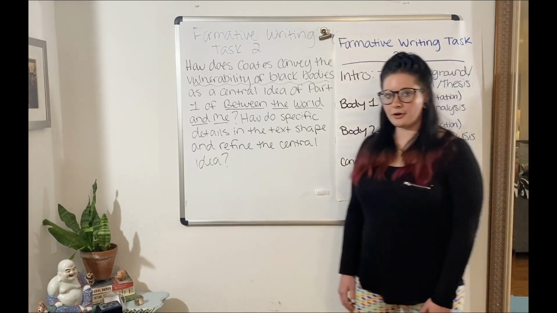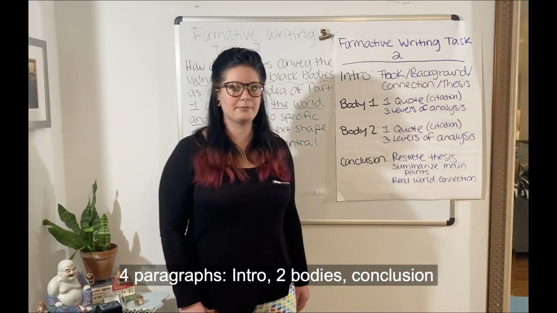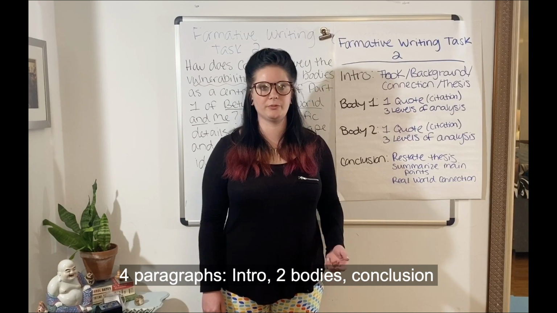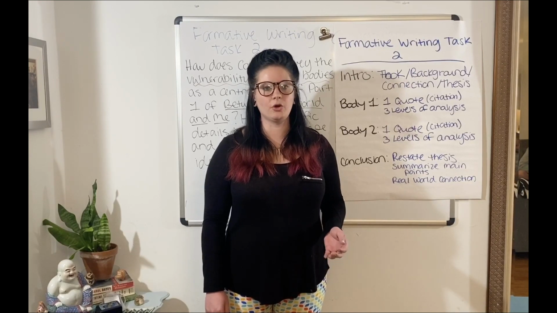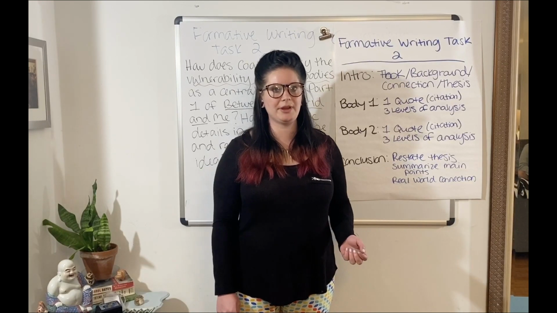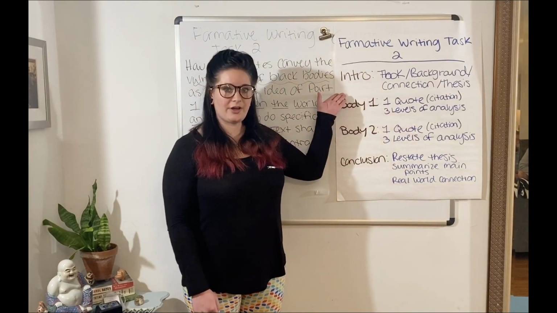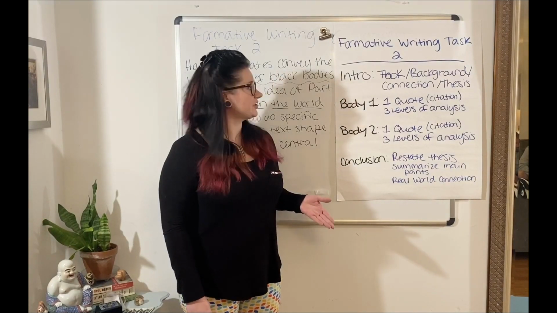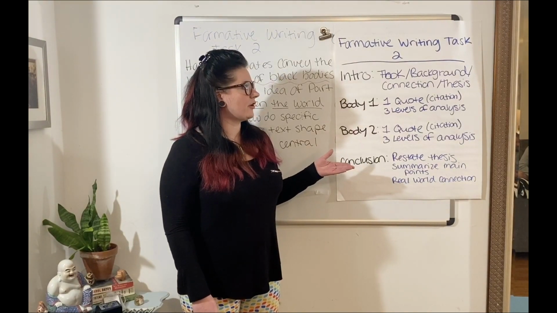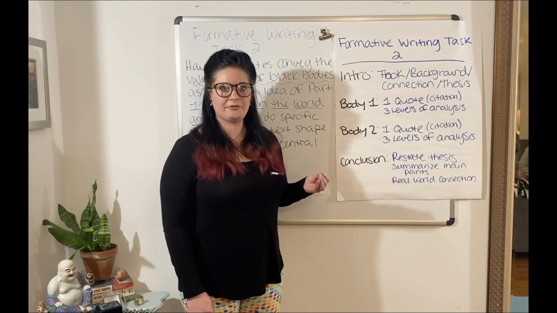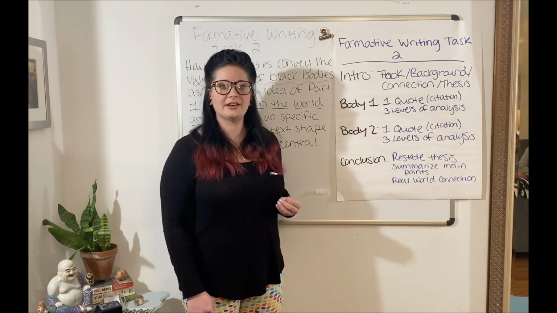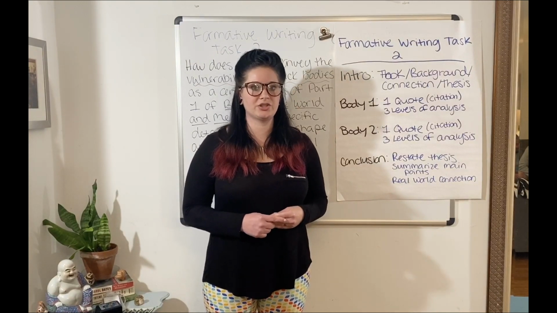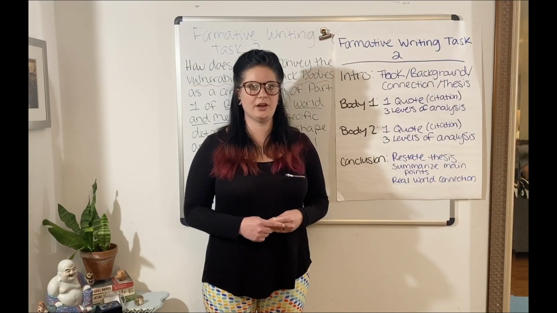So this is another 4-paragraph essay, except for this essay, you'll only need 1 quote per body paragraph instead of the 2 that we did for formative task 1. The only source you'll be using is Between the World and Me. So first, you'll have an introduction paragraph with a hook, background information and a connection. So be sure that your background information connects back to the hook, and then a thesis statement. And if you need a refresher on how to write an introduction paragraph, there is a video on this channel for that as well.